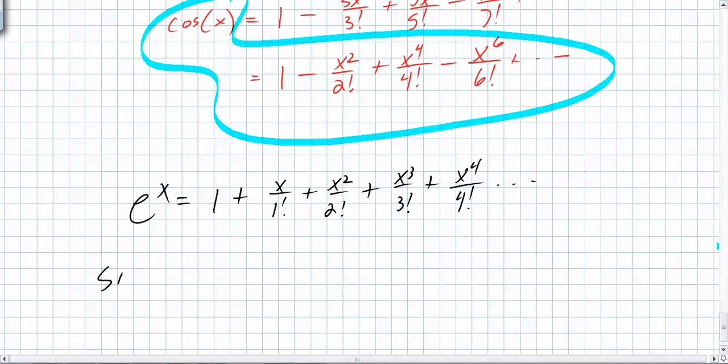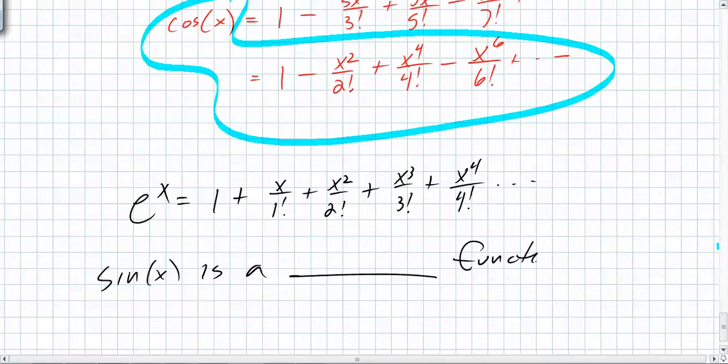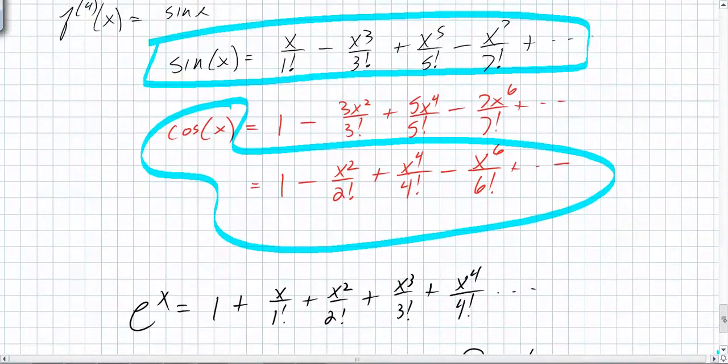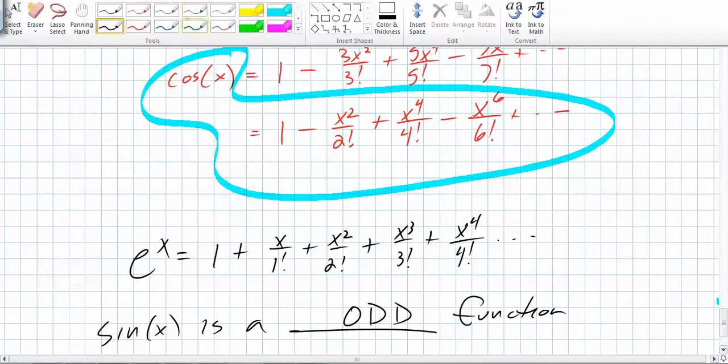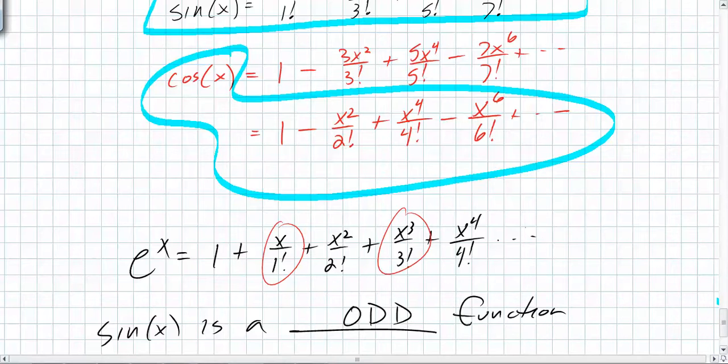Here's why. Sine x is a what function? Yes, true. What else? It oscillates. Doesn't really converge. It's an odd function. Do you agree with that? It's an odd function, so which numbers do you pick? Look at this. What powers do you choose? The odd ones: 1, 3, 5, 7, right? And it's always minus, plus, minus, plus.